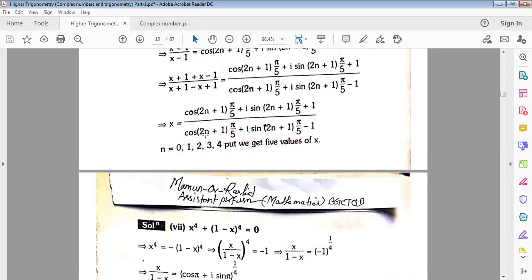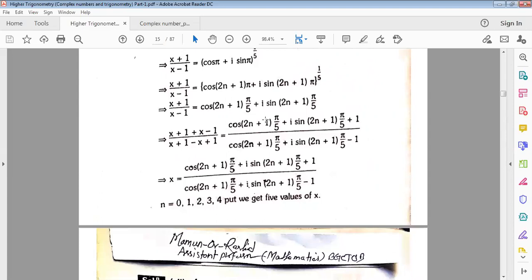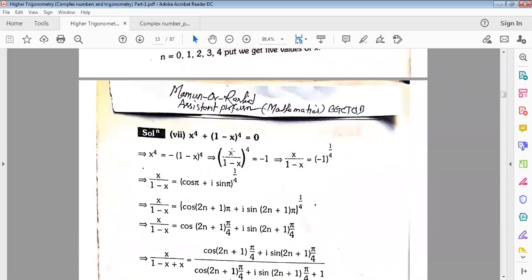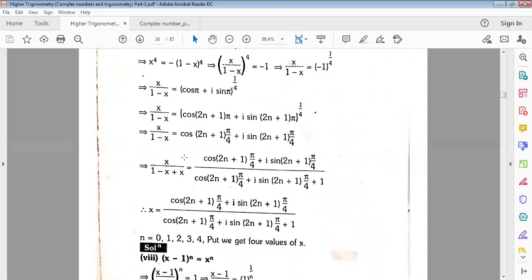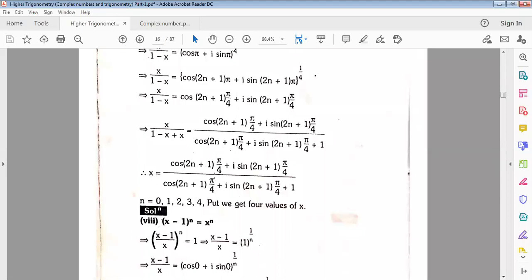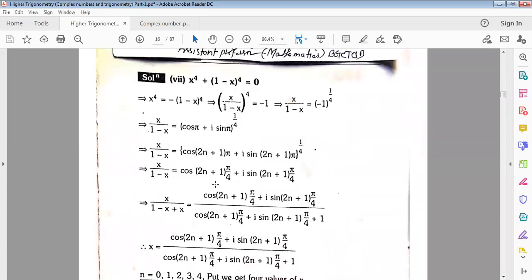How many roots will be here? 5 roots of x. Why 5? The maximum power of the x term is 5. This is why we have to find out 5 values of x. Similar case, the maximum power of x is how many? 4. This is why this equation has 4 roots. Similar, we have to proceed with a similar process. Then putting n equals how many? 0 to 4. Only if we take n equals 0 here, this will be satisfied.